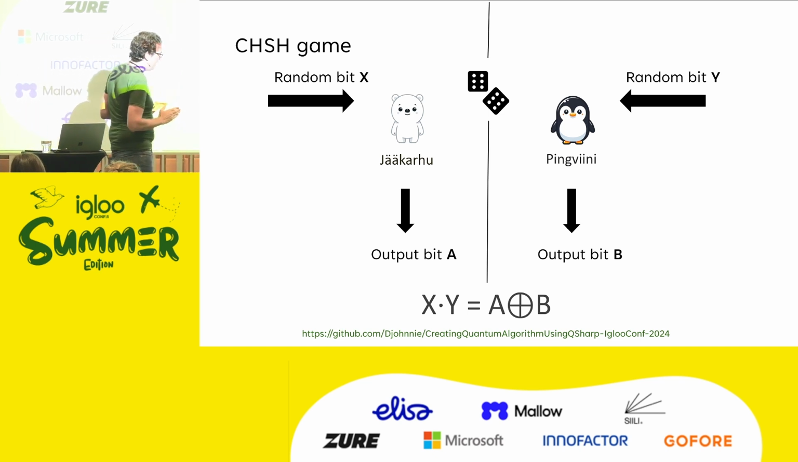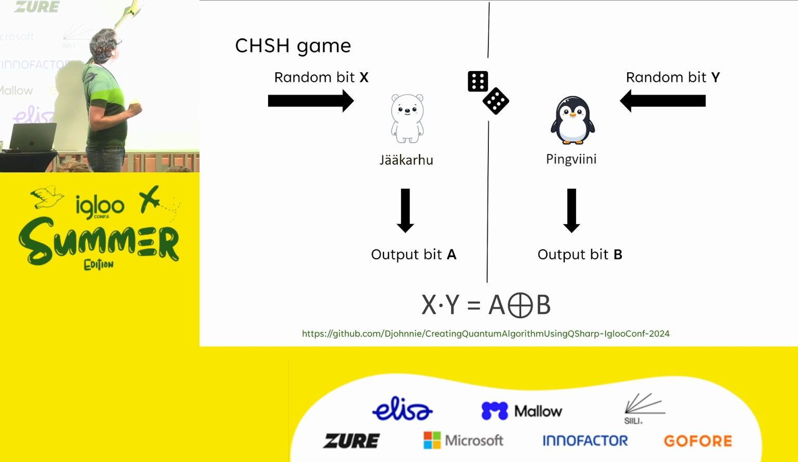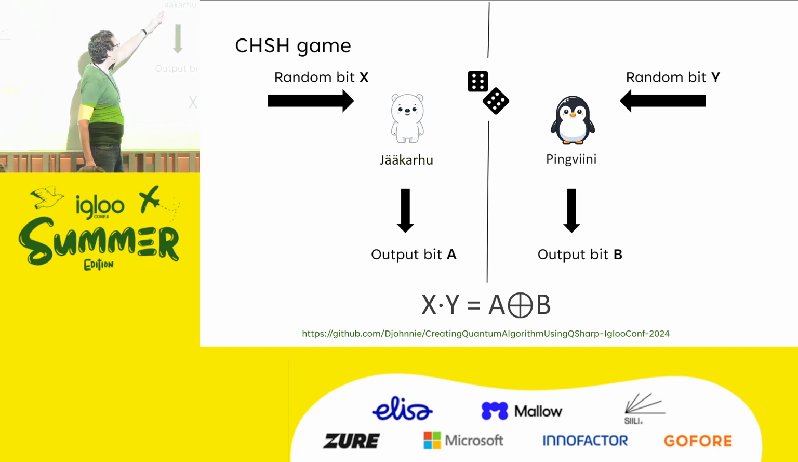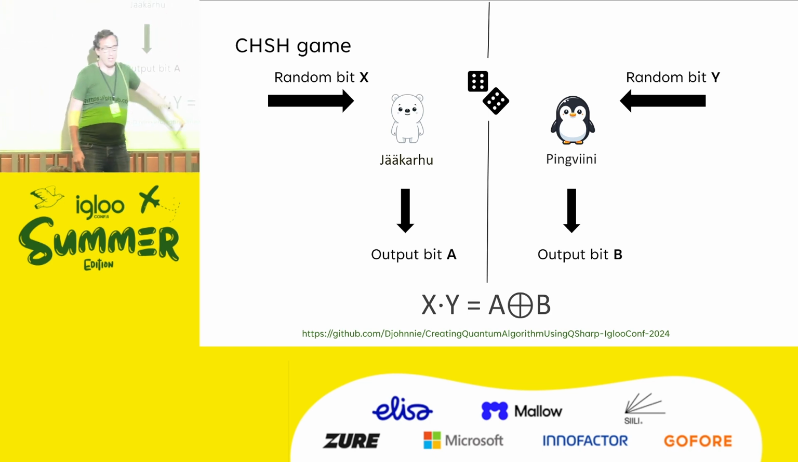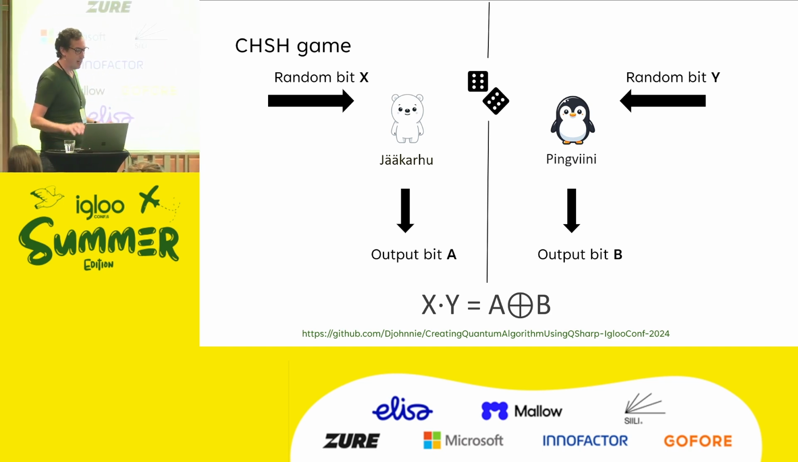So the game is called a CHSH game. Those are just the initials of the people who invented this specific algorithm. And it's a game of luck. So we have two people, or animals in this case, playing this game. We have Jaakarhu and we have Pingviini. This is my best Finnish accent. And they are going to play the game.